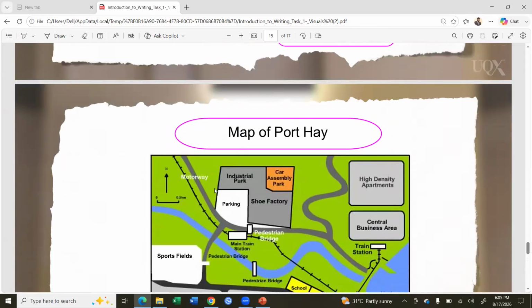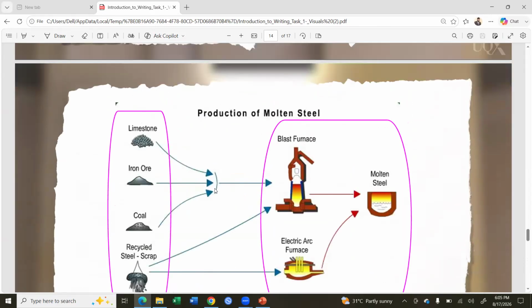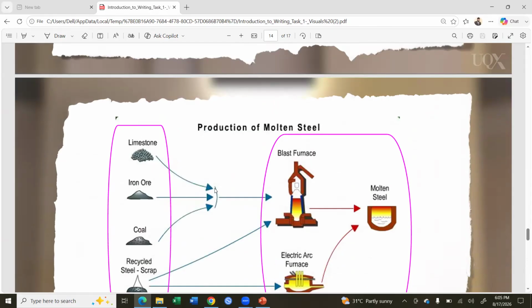So that's all about the type of visuals that you may get in your IELTS writing task one. Is there any question related to these visuals? If yes, you can ask.